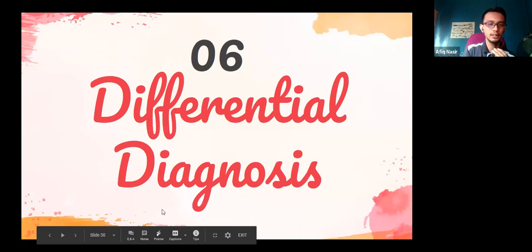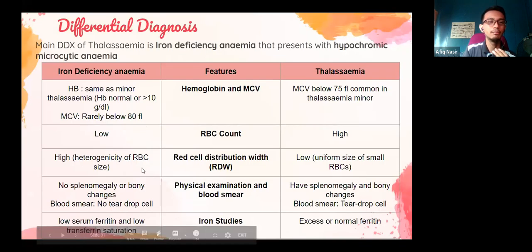Differential diagnosis of thalassemia. The main differential diagnosis of thalassemia is iron deficiency anemia, which shows hypochromic microcytic anemia. The previous presenter, Abdullah Hakim, has already explained about this, so I think I should just skip.